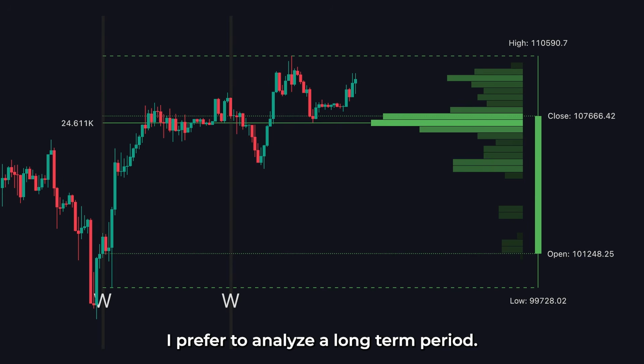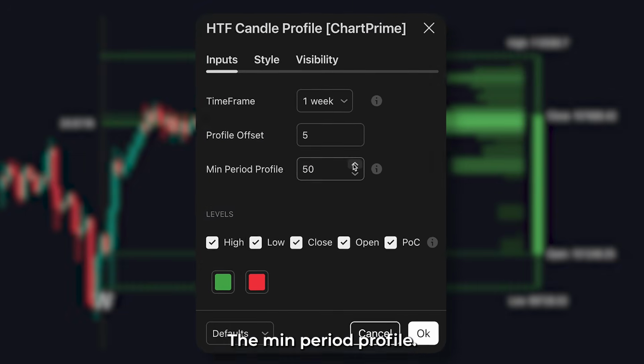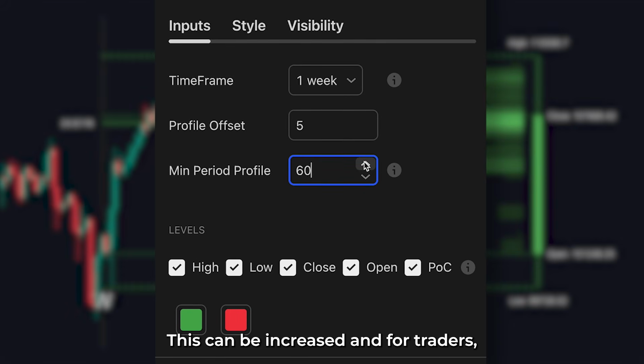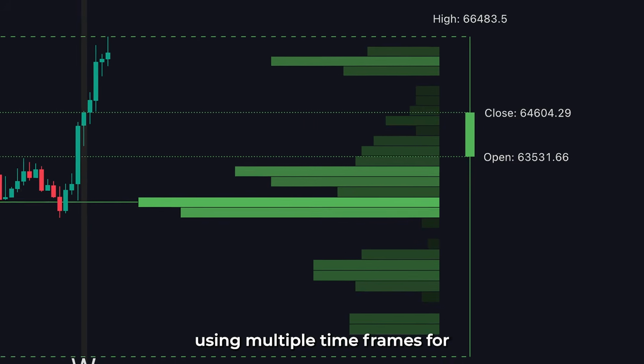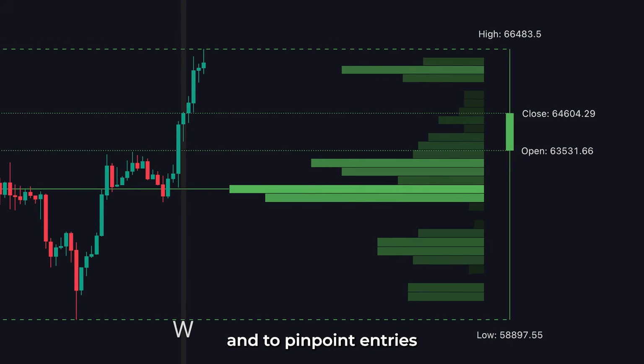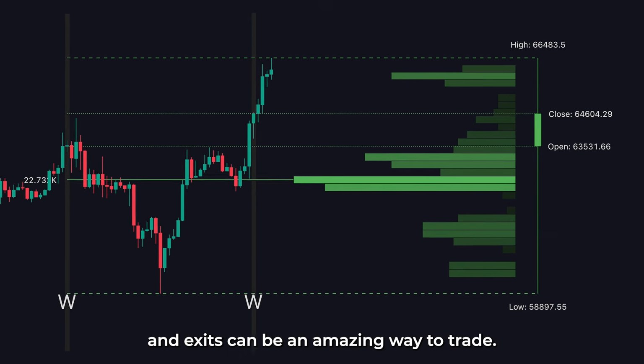For traders that prefer to analyze a long-term period, the min period profile can be increased. And for traders that prefer to analyze shorter-term price action, this can be decreased. Using multiple timeframes to confluence and to pinpoint entries and exits can be an amazing way to trade.